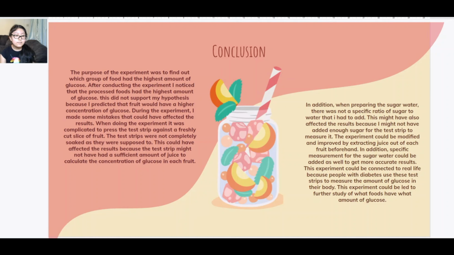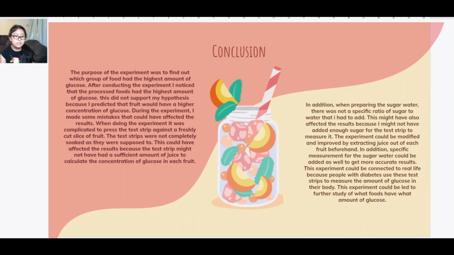The test strips might not have had a sufficient amount of juice to calculate the exact measurement. In addition, when preparing the sugar water, there was not an exact ratio of sugar to water that I had to add. This could have also affected the results because I might not have added enough sugar for the strip to measure it. To improve my experiment, extracting juice out of each food and creating a specific measurement of sugar and water could help get more accurate results.